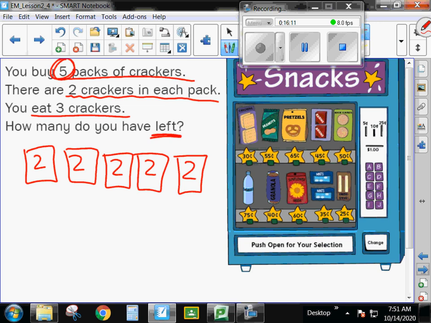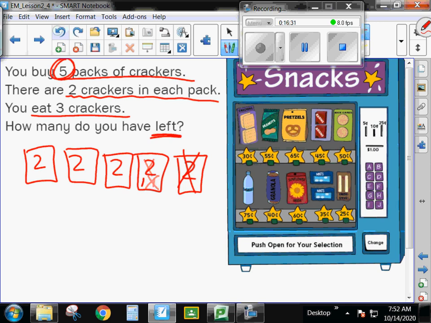And then I'm going to eat 3 crackers. How many do I have left? So, guys, if I'm eating 3 crackers, then, well, I ate 2 of these ones, and I ate just 1 of these. So what do I have left?